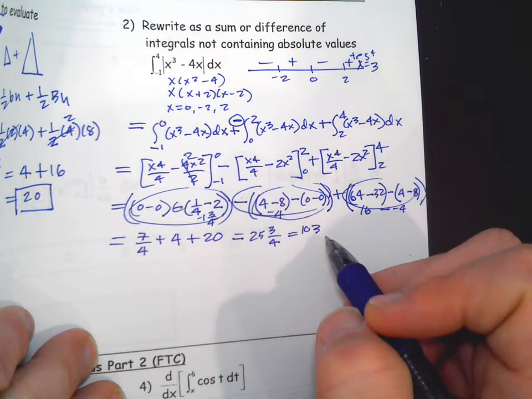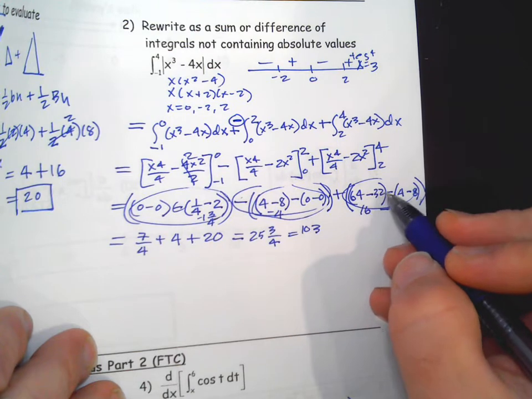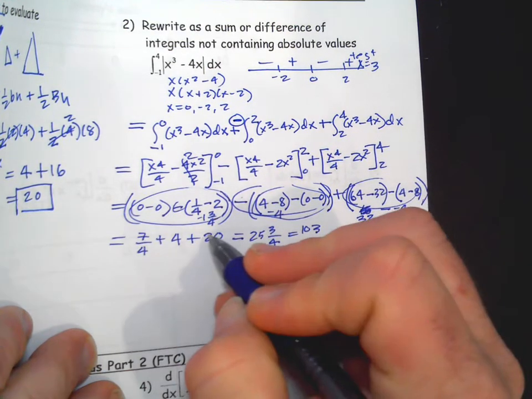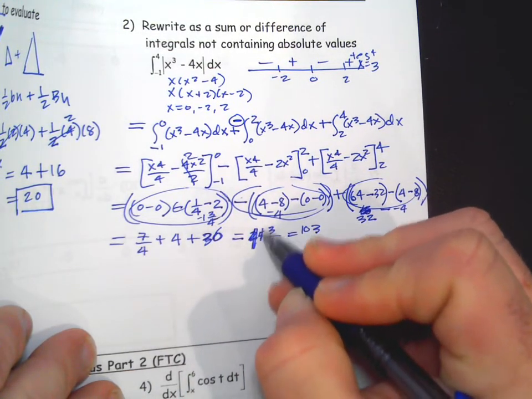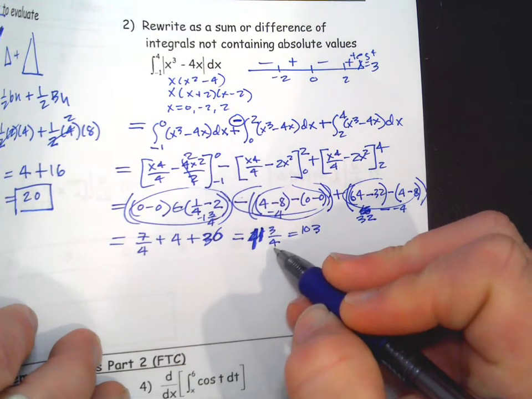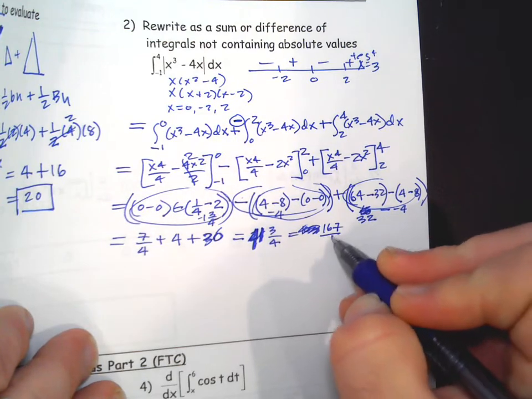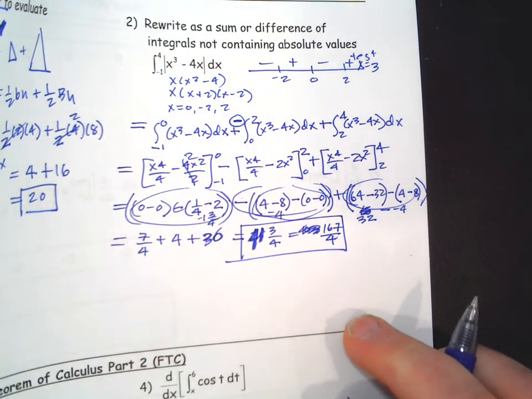Just trying to make sure. Did I make a mistake? Okay. 64 minus 32 is 32. So this should be 36. So this is going to be 41 3/4. So then that'd be 164, 167 fourths. So that's how we have to deal with absolute values.